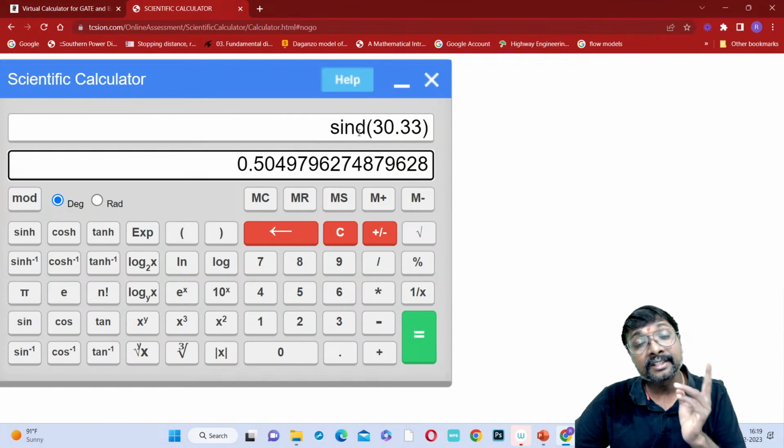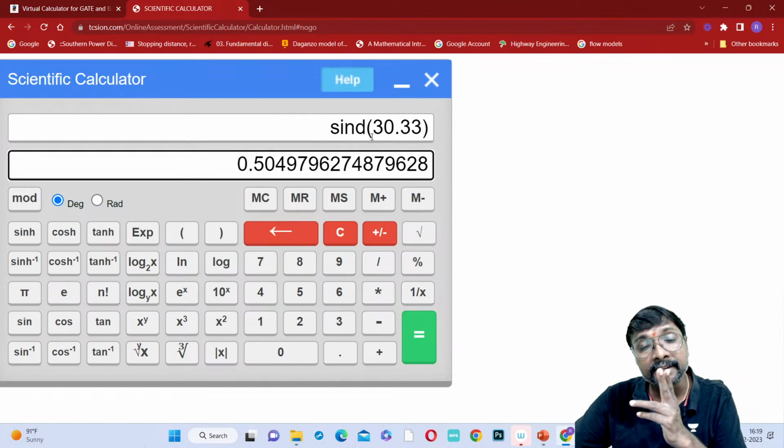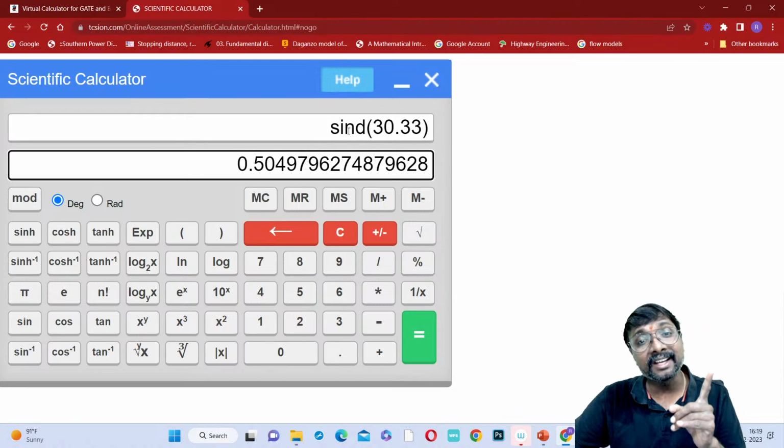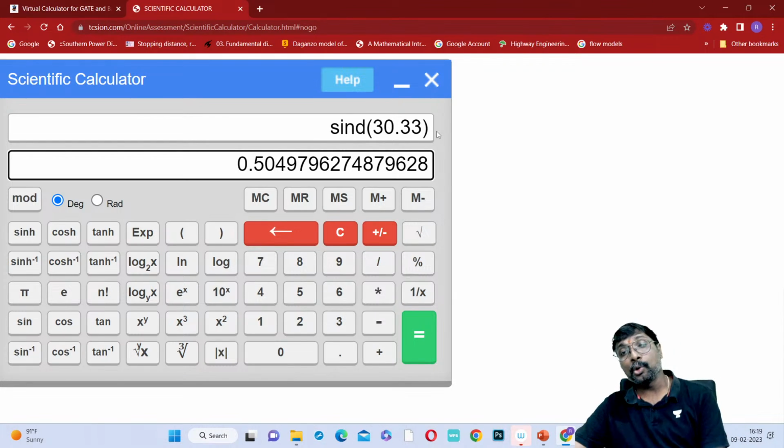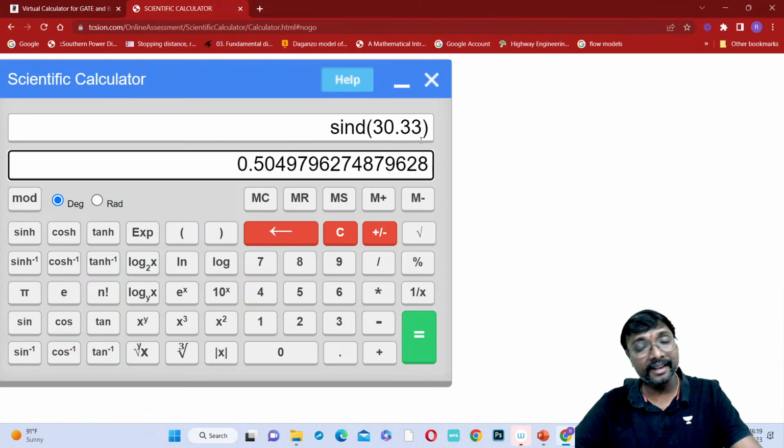व्हाट डज इट मीन? साइन 30.33 डिग्रीज इज हाउ मच, राइट. साइन आर है तो इधर वो वैल्यू कौन सा यूनिट्स में ले रहे हैं कैलकुलेटर? इस वैल्यू को रेडियंस में सेलेक्ट कर रहे हैं ना. First you have to enter this value, then you have to enter this function. Is it clear everyone?